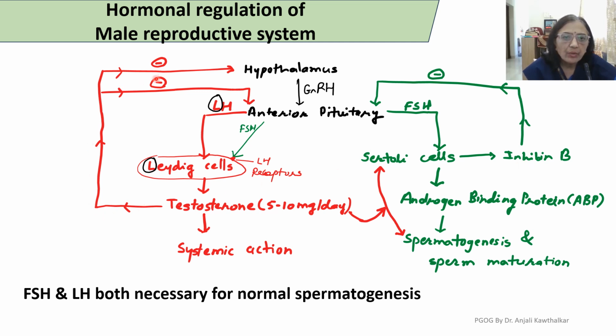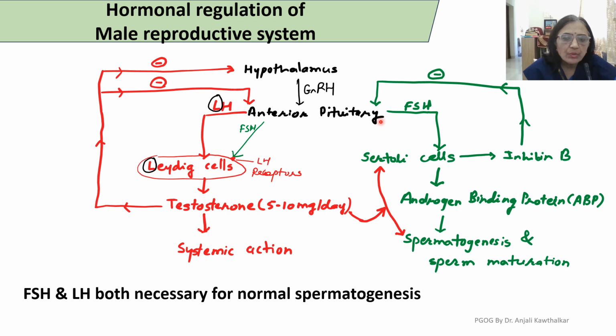Testosterone has a negative feedback on the hypothalamus as well as the pituitary, and that is how there is self-regulation of LH secretion by testosterone. The level of testosterone increases, LH secretion will reduce. Level of testosterone falls, LH secretion will increase. Similarly, it is inhibin B which controls FSH secretion by the anterior pituitary by negative feedback. So testosterone has no role in the regulation of FSH secretion by the anterior pituitary, which is the important point.